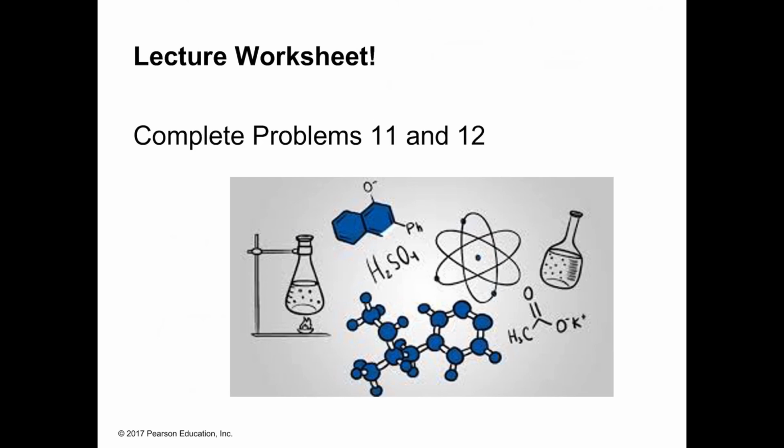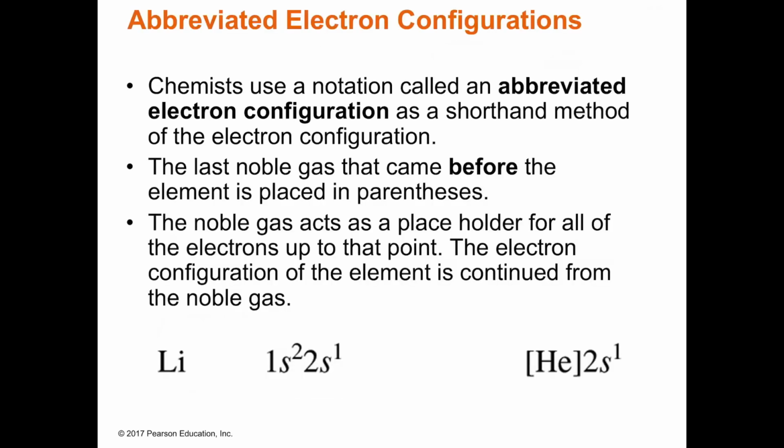Okay, our last topic for today is abbreviated electron configurations. We use these abbreviated electron configurations as an even shorter method because, as you'll see, bromine started to get a little long. And if we were going to do some really big elements, with a lot of electrons, we would be writing these electron configurations for a while. So again, chemists were like, there's got to be a better way. And there is this abbreviated electron configuration. So we make it even shorter.